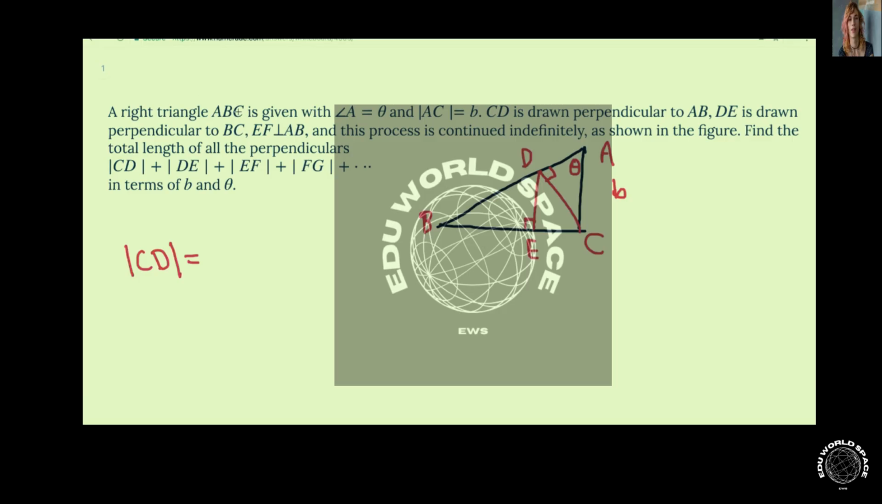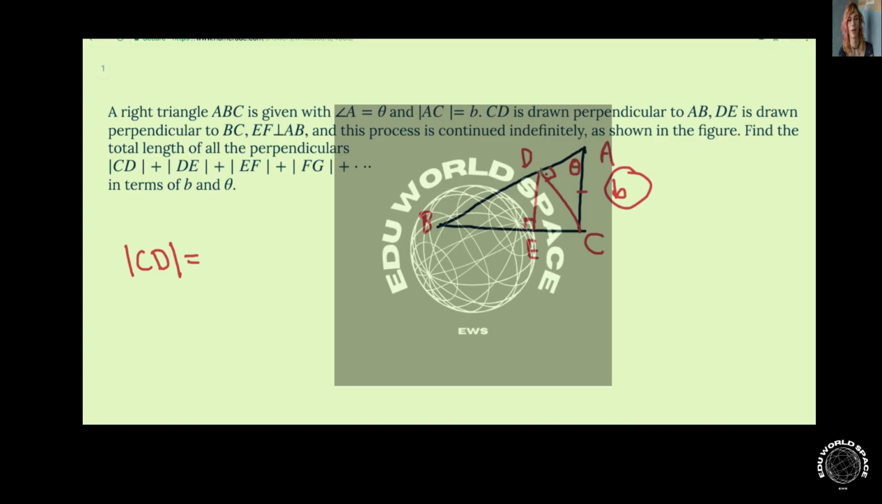So a right triangle ABC is given. We're given angle A, some angle theta here. We're given the length of the side AC, which is equal to B. And then we draw CD, this perpendicular line, to AB. That's why we have this right angle here.